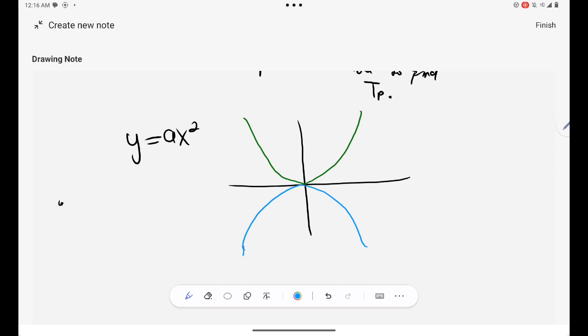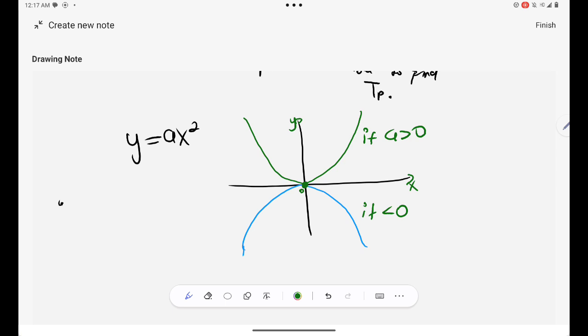Together, for you to know which one it is, the sign of a will be the one to determine it. If a is greater than 0, your graph will face upwards. It means that your graph is concave up. But if a is less than 0, your graph will face downwards. It means it is concave down. Are we together? So this is the basic graph whereby both the x and y intercepts of our graph are at the origin.